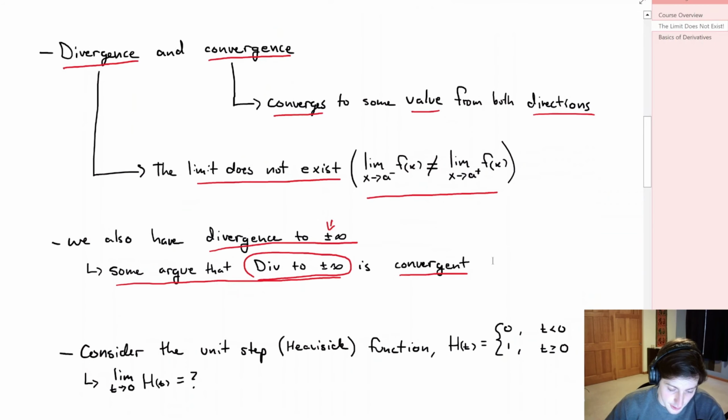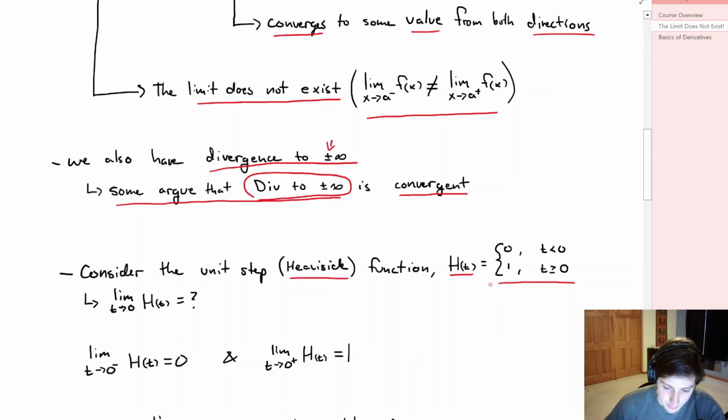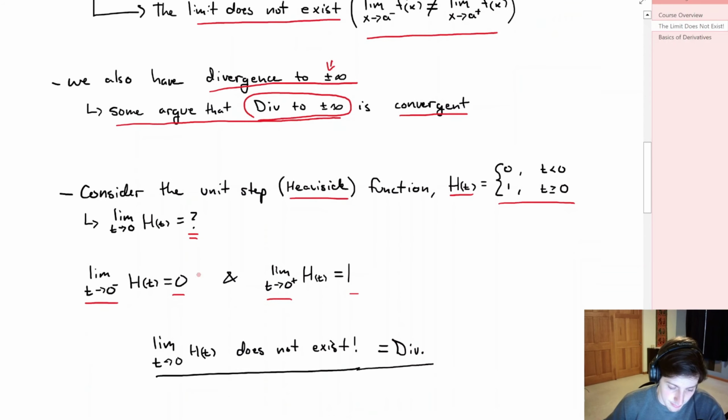So we can look at that unit step function again, or it's also called the Heaviside function, and honestly I've seen them interchangeably used in textbooks. But we want to consider the limit as t goes to 0 for that Heaviside function, and we want to see what it is. So again, if we take the limit from the left, we get 0, if we take it from the right, we get 1. So what we could say is that this limit does not exist, or it diverges. So that's kind of the formality we would use.